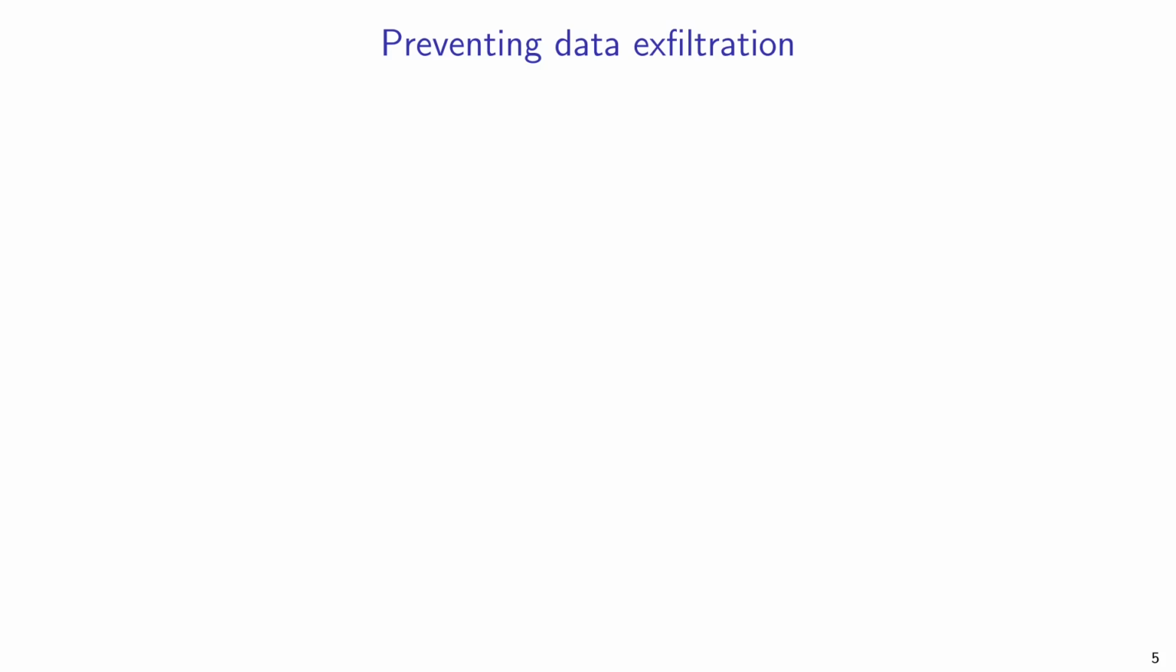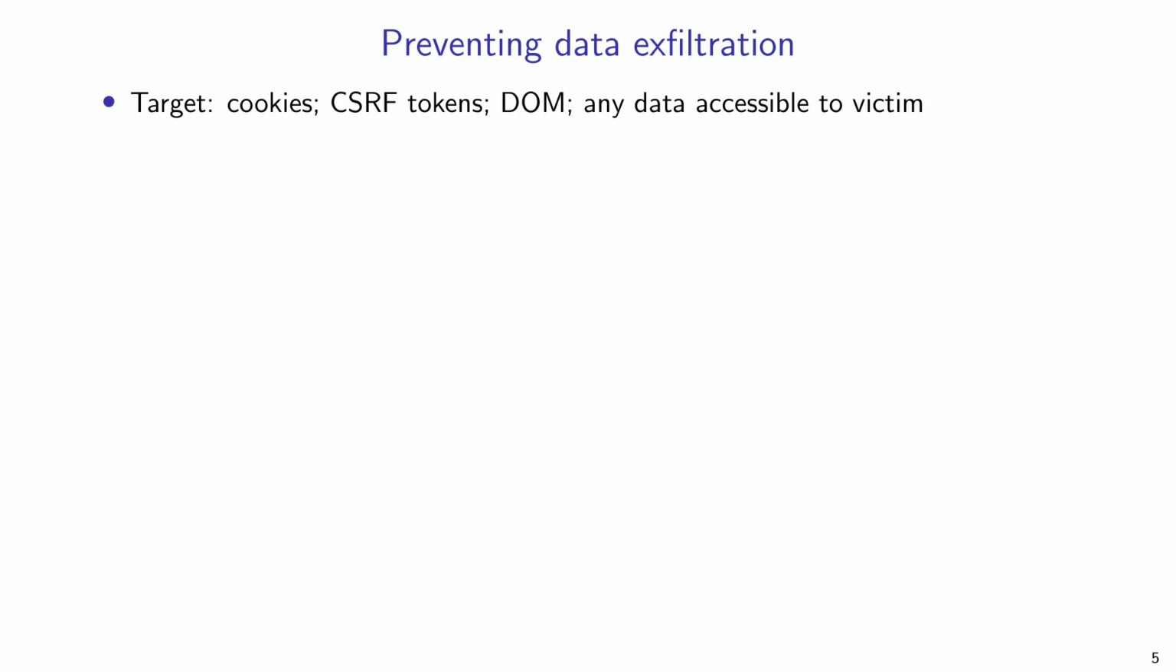First, what data would the attacker want to exfiltrate? The target would likely be authentication cookies, CSRF tokens, the entire DOM that the victim sees, or any data that is accessible to the victim on the website. So these could even be gigabytes of sensitive files that the victim has access to on the website. Now, what methods could the attacker use to exfiltrate data from the website?